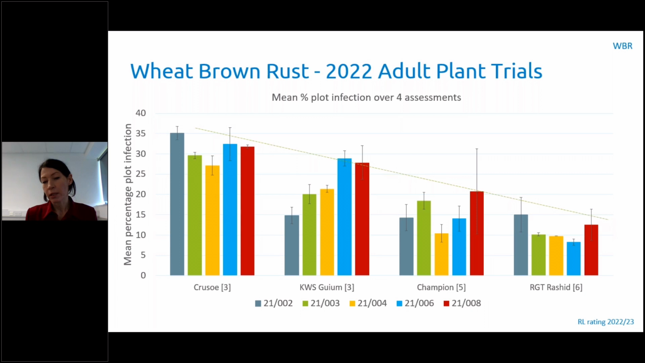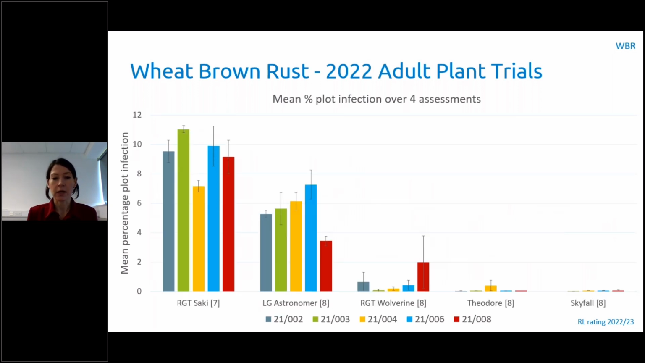And again I picked out RAGT Rashid to represent the varieties rated 6, and you can see that one was susceptible to all 5 isolates, but at around the 10 to 15% mark. And again, we see, like we did with the yellow rust, a pattern where as the resistance rating increases, the levels of disease we were seeing decreased.